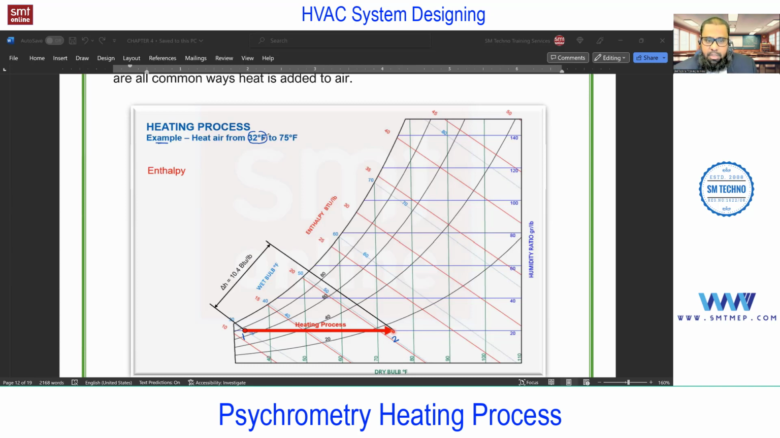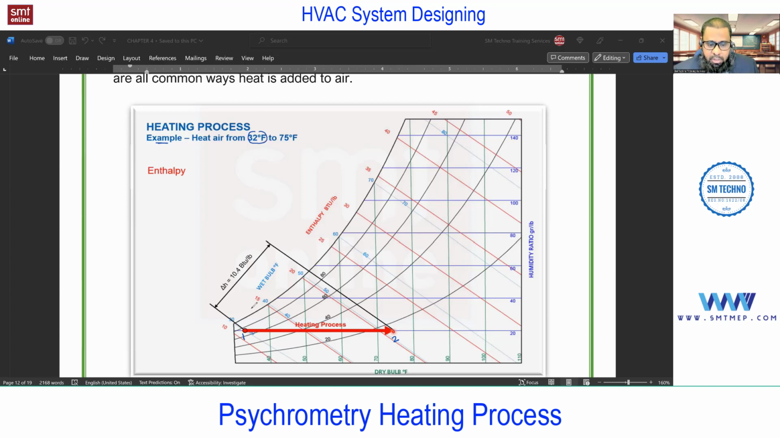But in this case, don't get confused. I'm talking about the air. Water is different, air is different. So here 32 degrees Fahrenheit means 0 degrees centigrade. You can assume the temperature of air at 0 degrees centigrade, nothing but 32 degrees Fahrenheit. Okay, so air will not freeze.